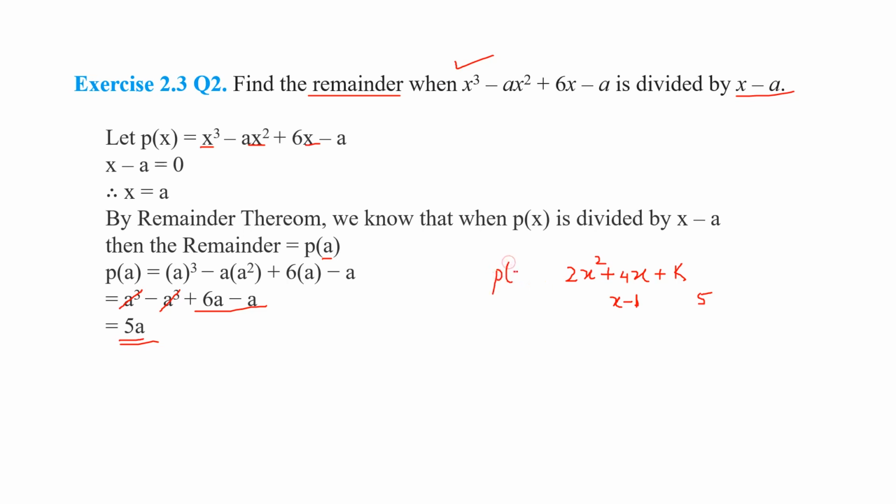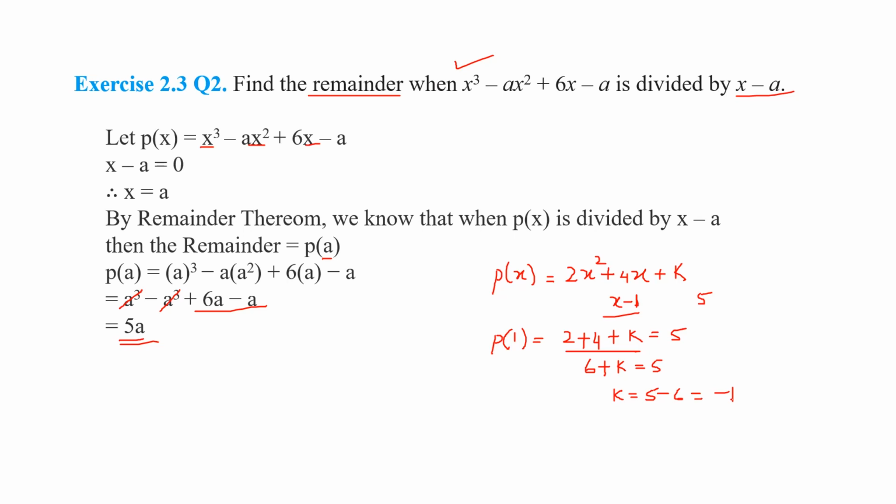So we will take this as p of x, and you have to equate x minus 1 with 0 to get the value of x, that is 1. Now after substituting, we will get 2 plus 4 plus k, and that is equal to 5. It is given. And this is 6 plus k, and what will be the value of k? 5 minus 6, that is equal to minus 1. So this is an example of a question to find the value of an unknown if a remainder is given.